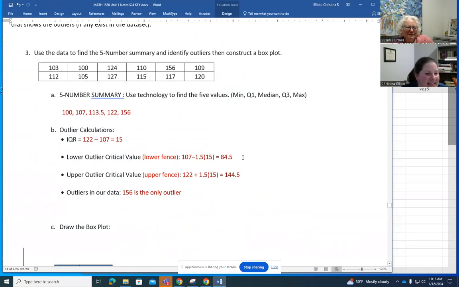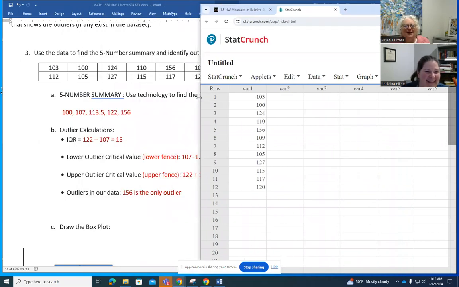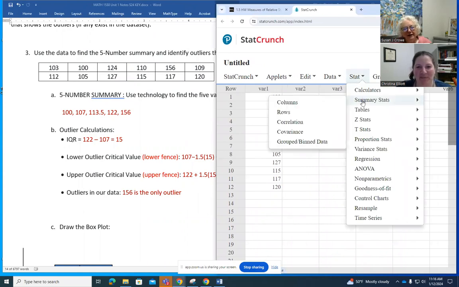I have this data set here in your notes, and I want to show you how to get the 5-number summary, the minimum, Q1, median, Q3, and max, from StatCrunch. Then we can look at the box plot and see where our outliers are. Based on these calculations, we only have one outlier. So let's switch over to StatCrunch. Notice today she's put all the data in already, and I'm trying to copy those columns. We got it all in there.